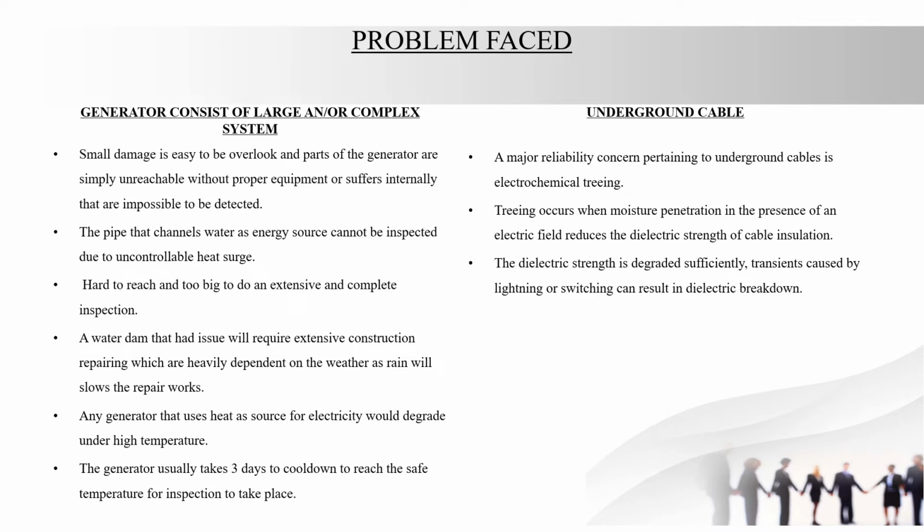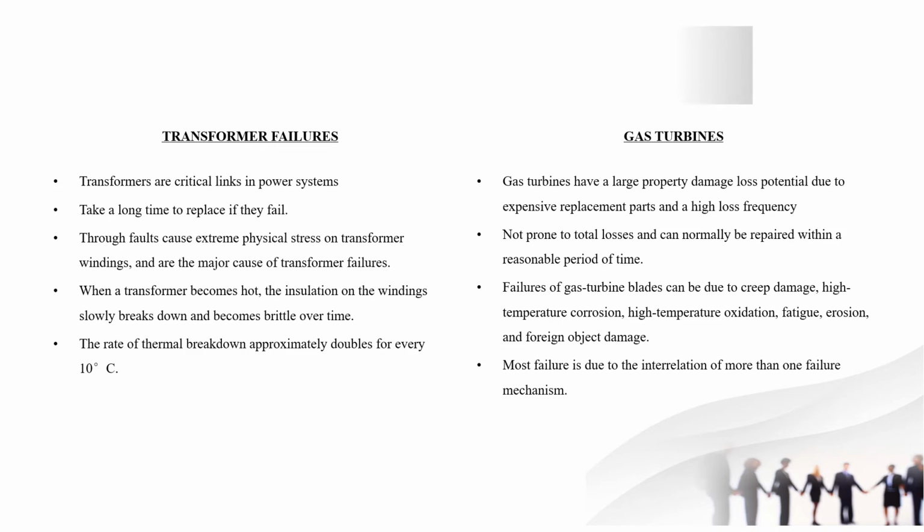Next, underground cable. A major reliability concern pertaining to underground cable is electrochemical treeing. Treeing occurs when moisture penetration in the presence of an electric field reduces the dielectric strength of cable insulation. If the dielectric strength is degraded sufficiently, a transient caused by lightning or switching can result in dielectric breakdown.